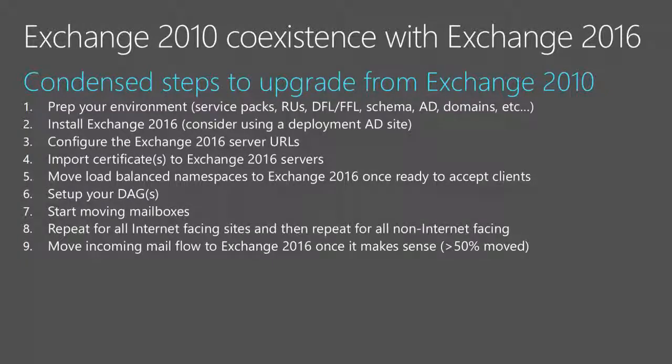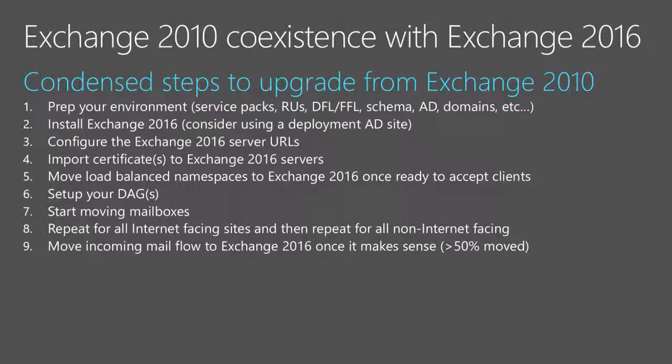These are the condensed steps to upgrade from 2010 to 2016. I'm not going to go through them deeply, but I want to walk you through what you need to do. You're obviously going to prep the environment. That can mean service packs or roll-up updates on your 2010 servers. Might also mean recreating that Edge subscription that I mentioned earlier. You're going to install Exchange 2016, preferably using a deployment site, and I'll talk about what those are in a bit. You'll configure the Exchange 2016 URLs.